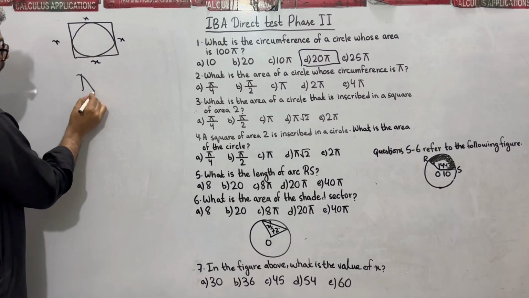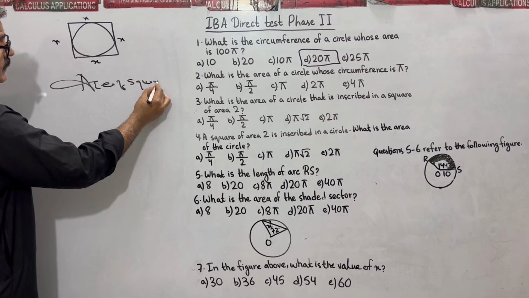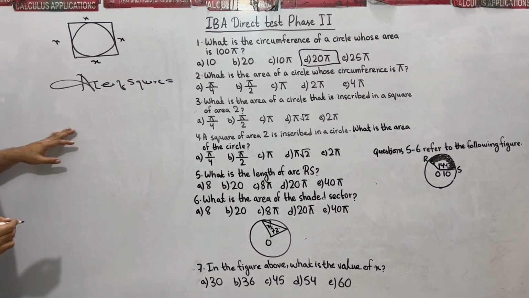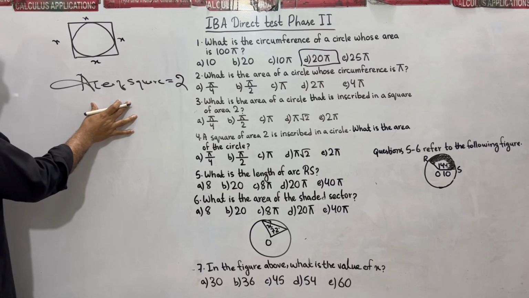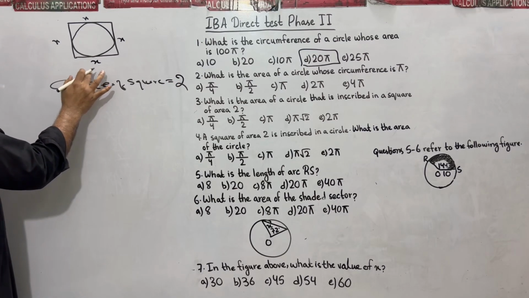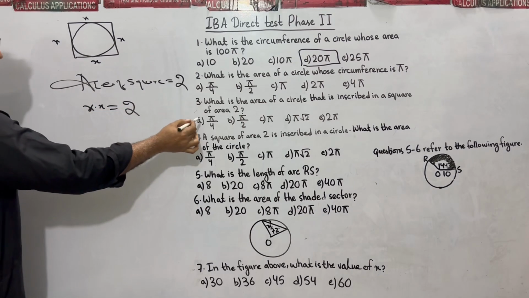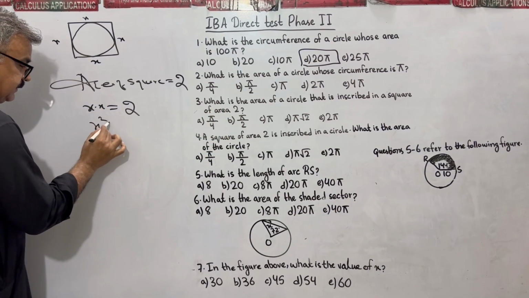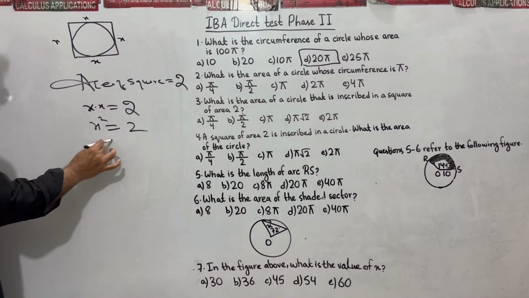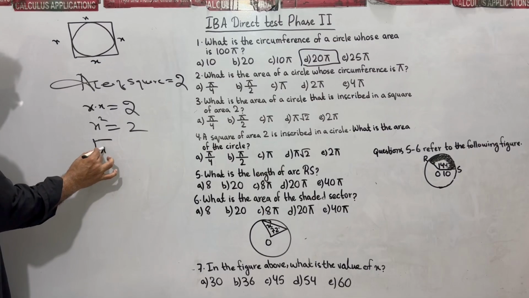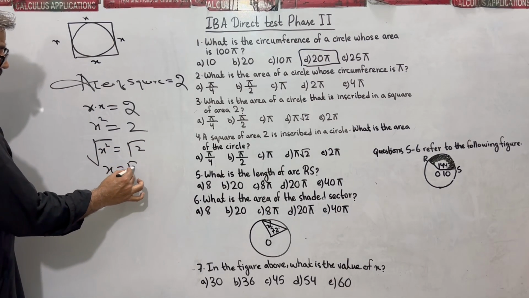The formula for area of a square: length and width are both equal, x into x is equal to 2. The area is given to us as 2. So x squared is equal to 2. Solving for x, taking the square root, x is equal to under root 2.